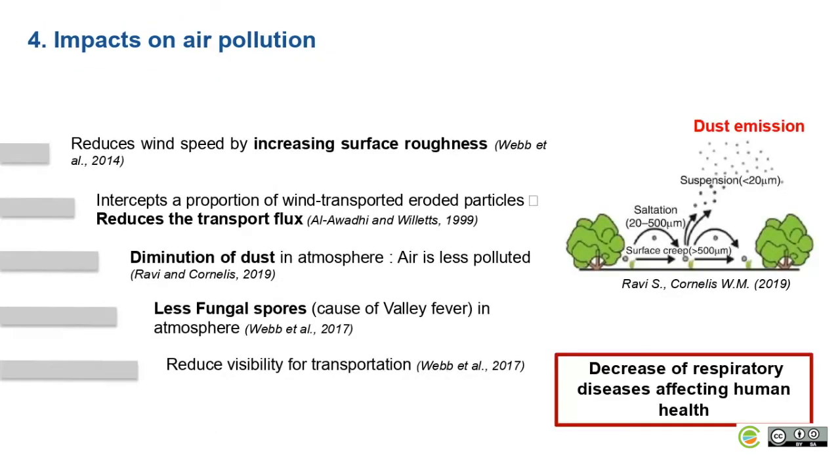For the impact on air pollution, by increasing surface roughness, plant cover can reduce wind speed, and it intercepts a proportion of wind-transported eroded particles. Then it reduces the transport flux. Also, it contributes to a decrease of respiratory diseases affecting human health.